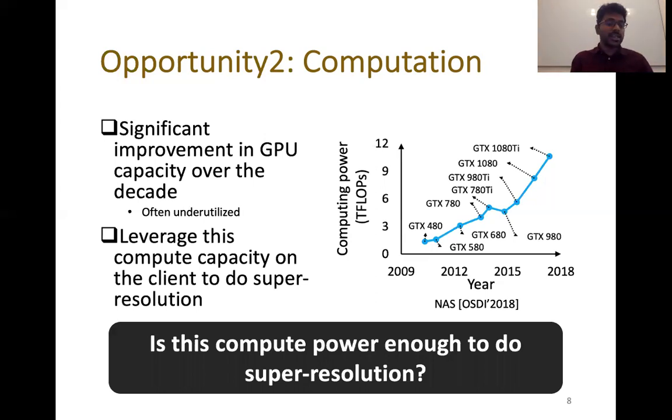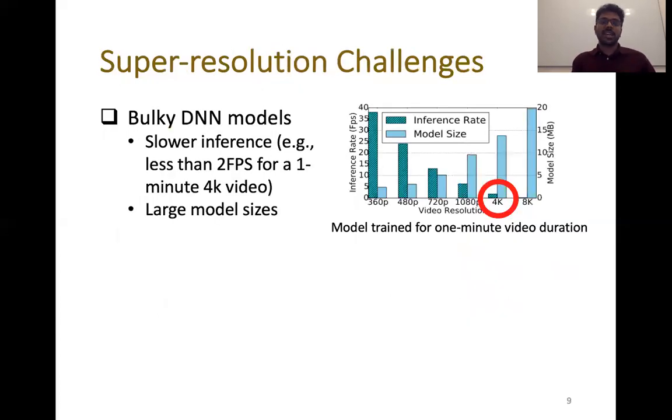But the key question here is to ask, is this compute power enough to do this super resolution? Is this compute power enough to run this super resolution on high resolution content such as 4K and 8K? This brings several challenges on DNN-based super resolution, especially because the DNN models are bulky and slow, with slow inference, and produce larger model sizes.